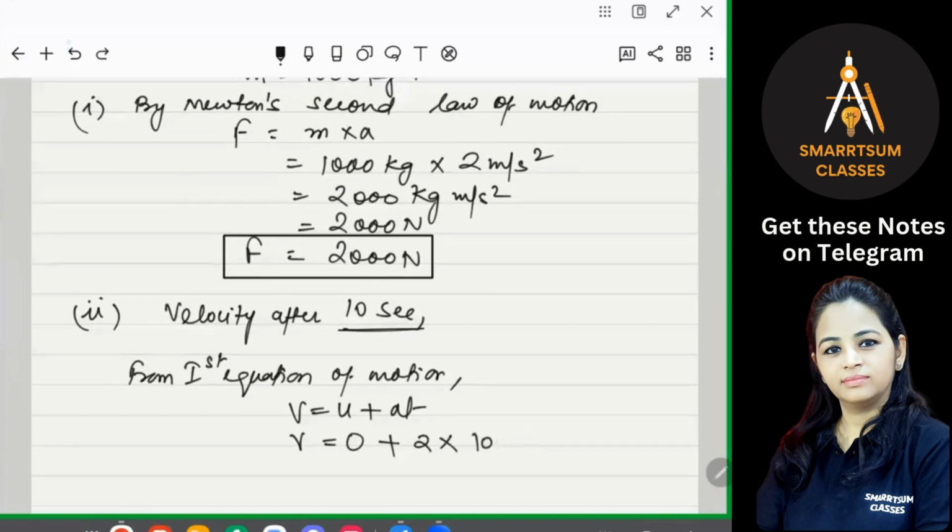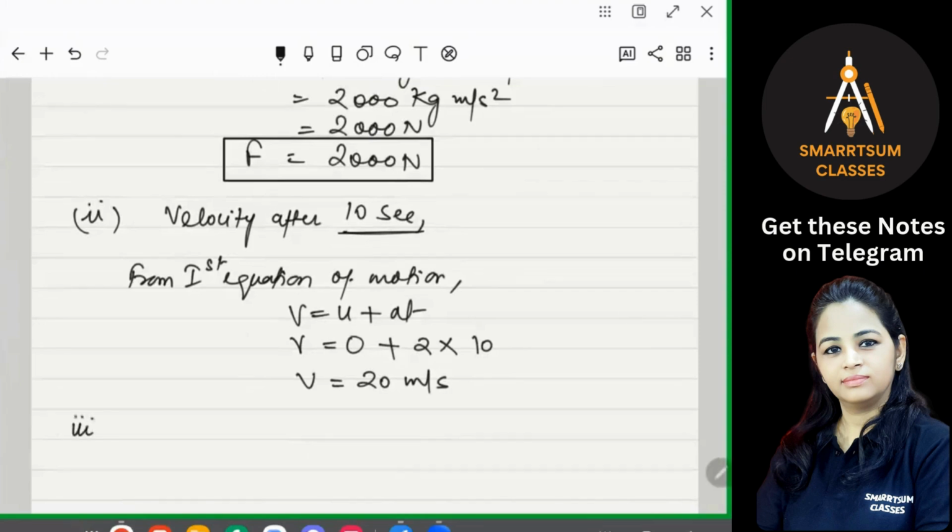Are you getting that? Okay. So v is equal to u plus at, u is 0, we have to find v. Acceleration is 2 meter per second square and time is 10 seconds. So this will be 20 meter per second. So what will be the velocity of the car after 10 seconds? That is 20 meter per second. With an acceleration of 2 meter per second square and the force provided by the engine being 2000, it will attain some velocity after some time. So after 10 seconds, its velocity will be 20 meter per second.